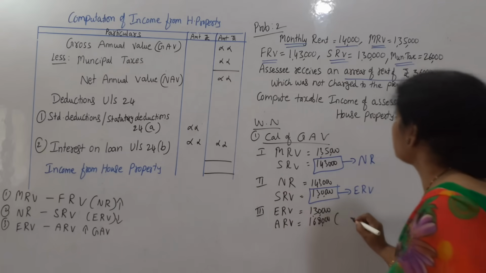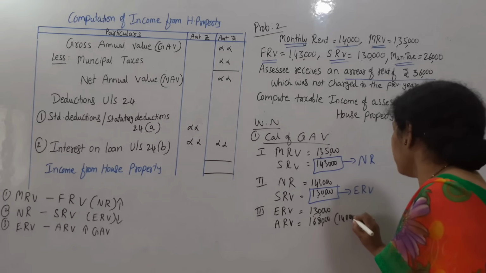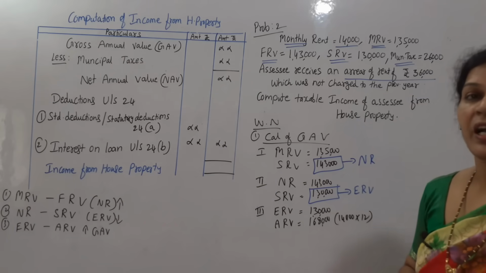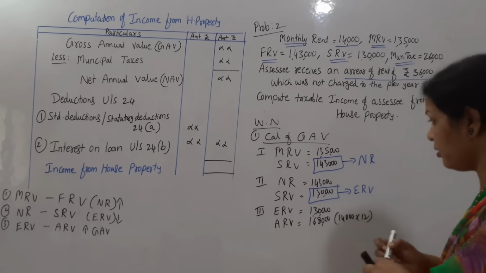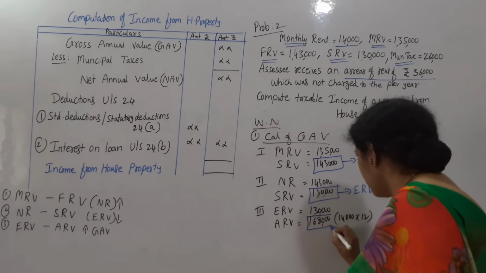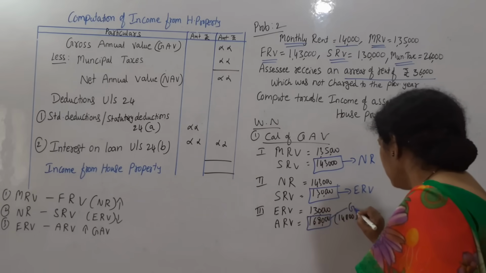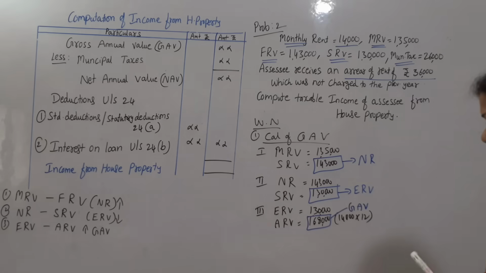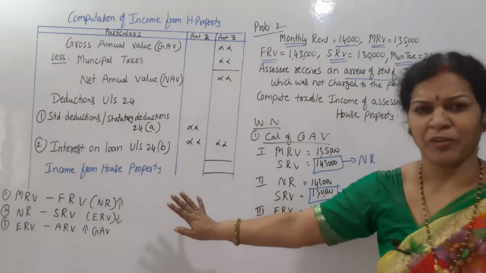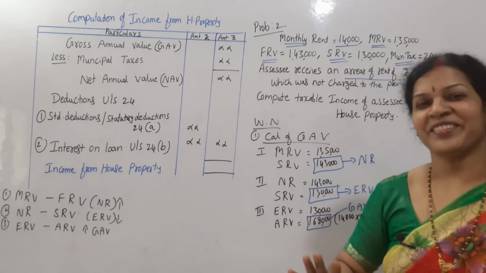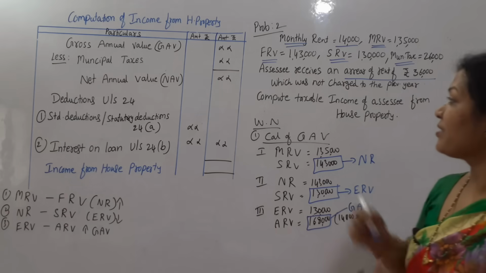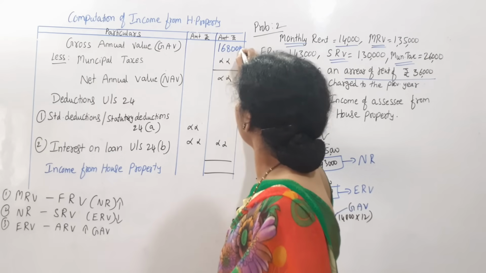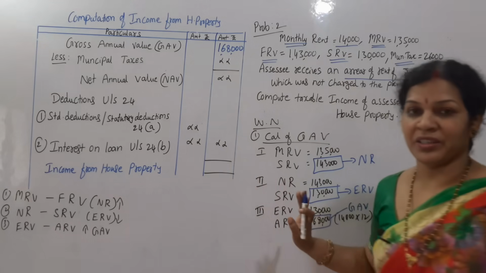I'll write it in the brackets, no confusion. 14,000 per month into 12 months. It is 1,68,000. Whichever is high, that is gross annual value. High is this one. This is GAV, gross annual value. So that I'll write it over there, 1,68,000. Same pro forma, I need not draw once again, saving energy. So here 1,68,000. Gross annual value, we got it like this.